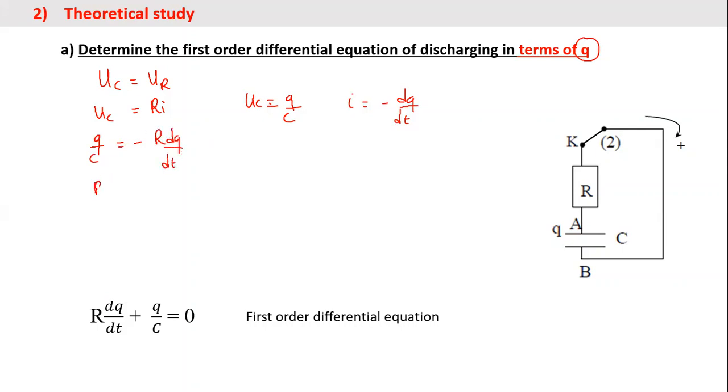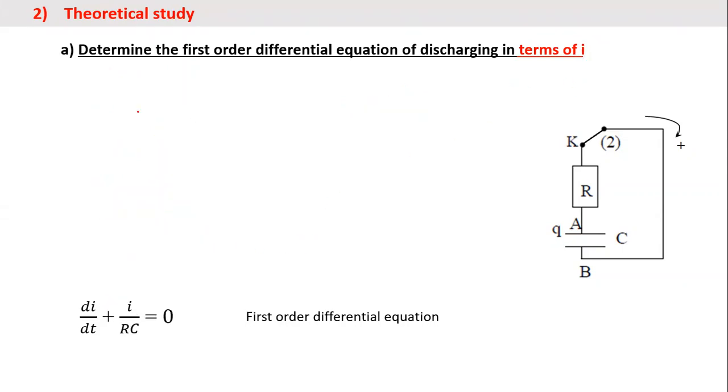So we'll bring it to the other side, equal to 0. Then we'll divide by R if we want. And then we'll get dQ by dt plus Q over RC equals 0. This is in terms of Q.